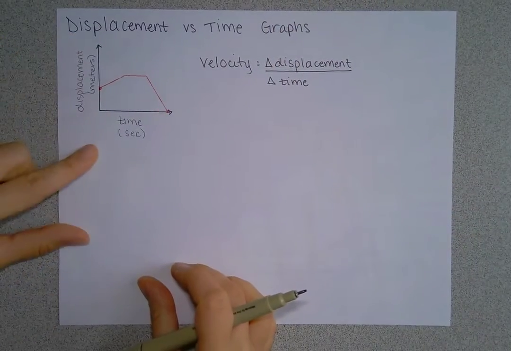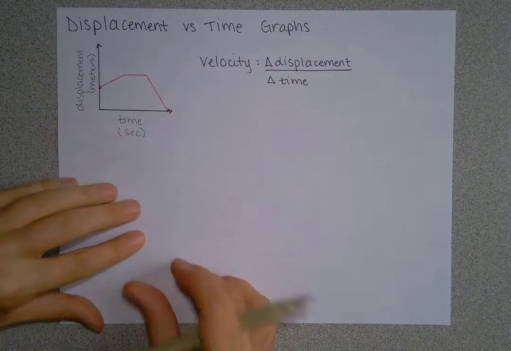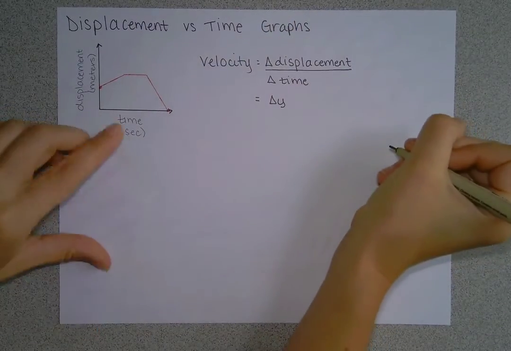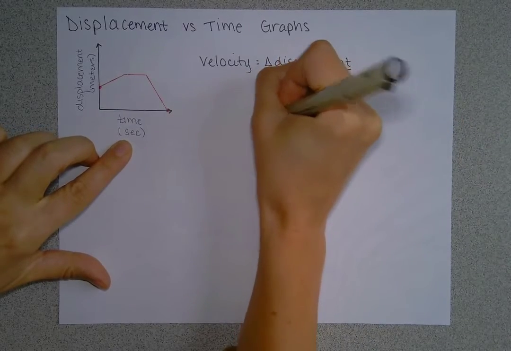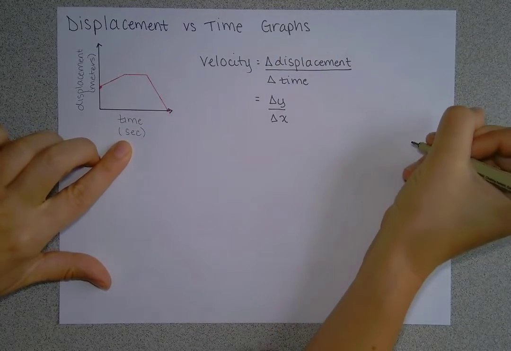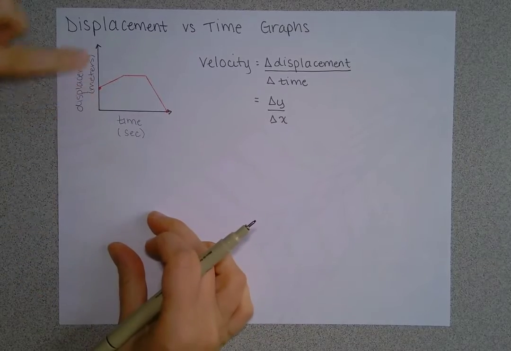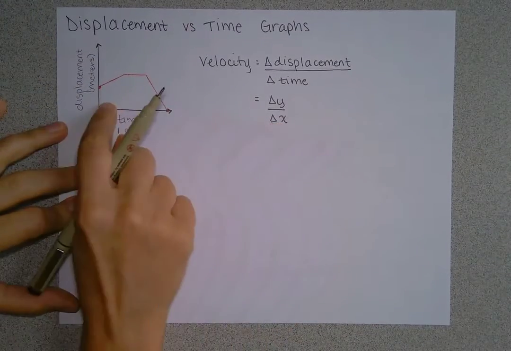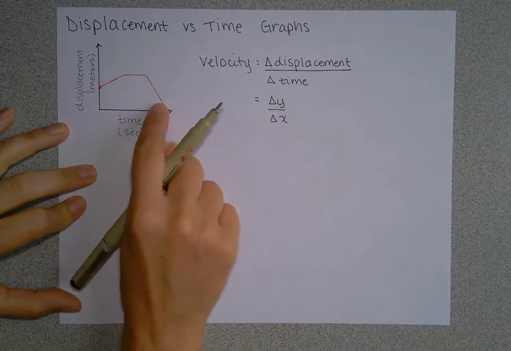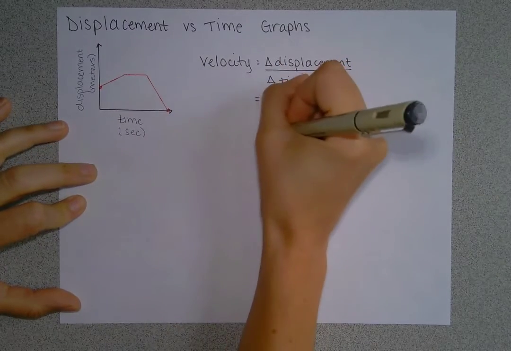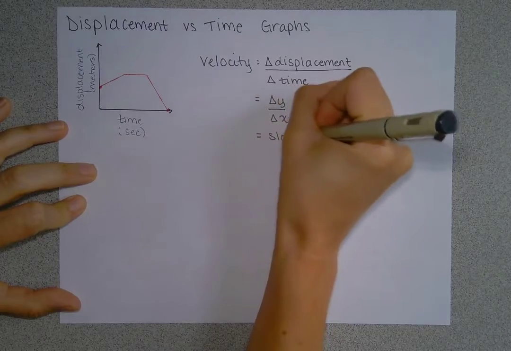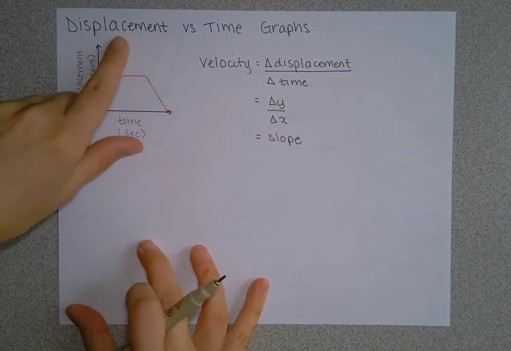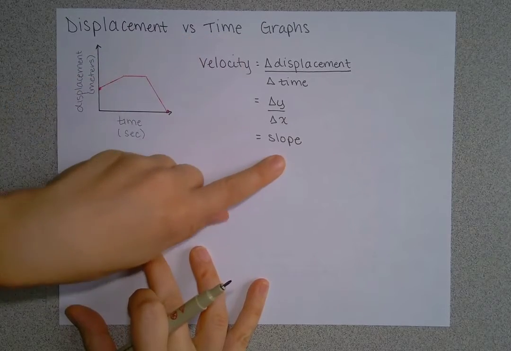Looking at the way we set up our graph here and how we set up all of our displacement versus time graphs, displacement is the change in the y, and time is the change in x. So change in y is how quickly we're moving up and down, or our rise. Change in x is how quickly we're moving side to side, or our run. This is commonly in math referred to as the slope.